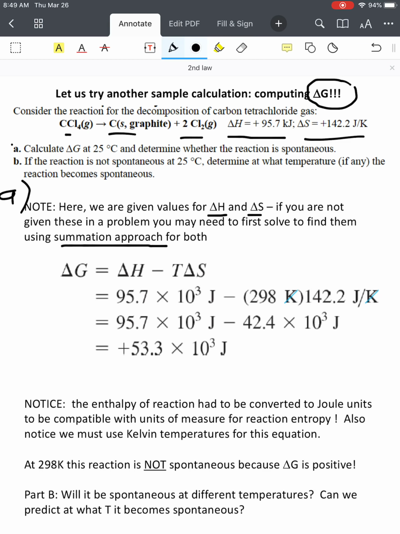Well, it turns out in the same appendix of your book, you can be given the enthalpy of formation values for different substances, and you could use those and an analogous summation rule that you learned about back in chapter 6 to compute the enthalpy change associated with the reaction. Now, if you've forgotten how to do that, I'm going to lead you back to the chapter 6 material.